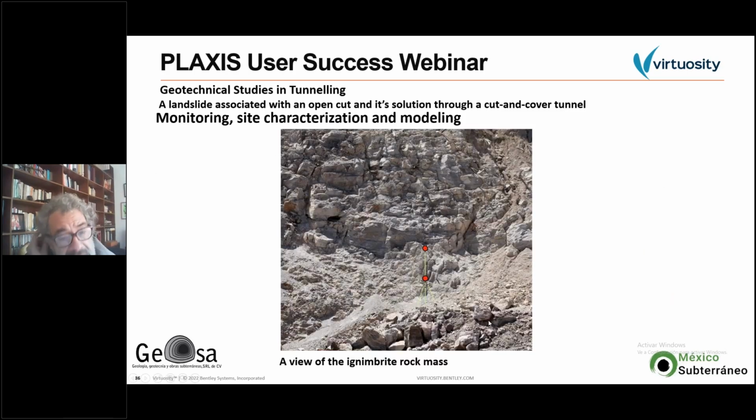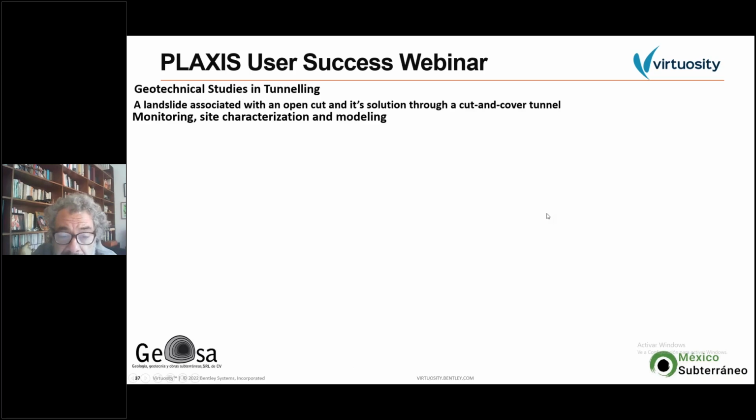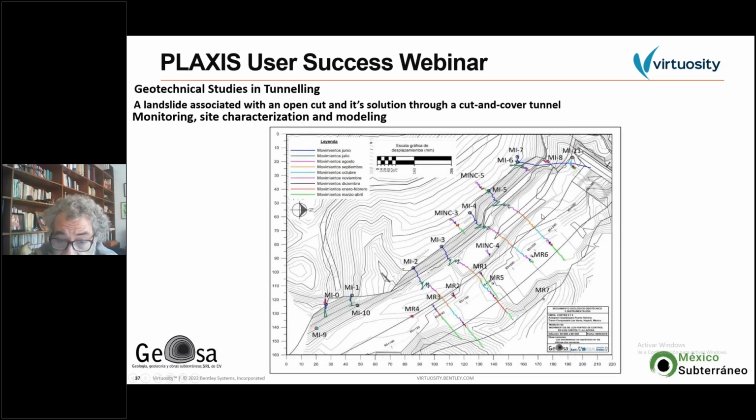This is the aspect of the main ignimbrite rock mass, just to see that it was considerably fractured and quite altered. So this is the main rock mass. And after many months of monitoring the slope, we had these vectors. You can see this monitoring goes from June 2017 to April 2018.